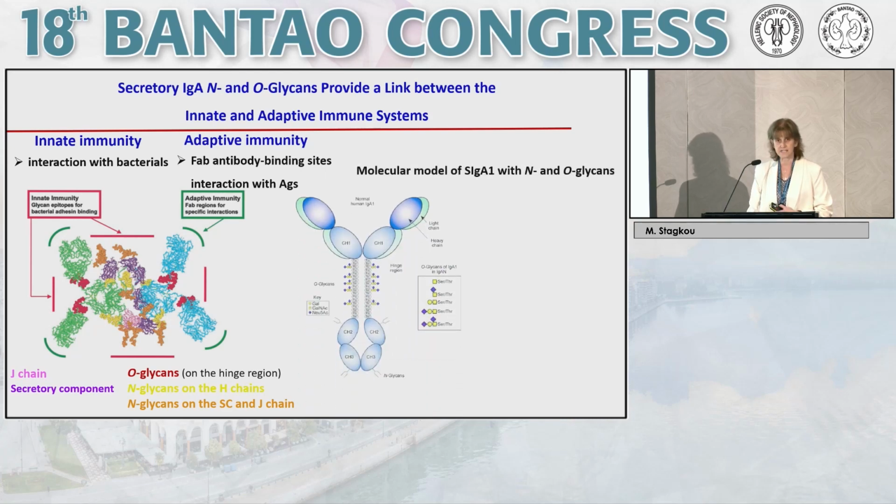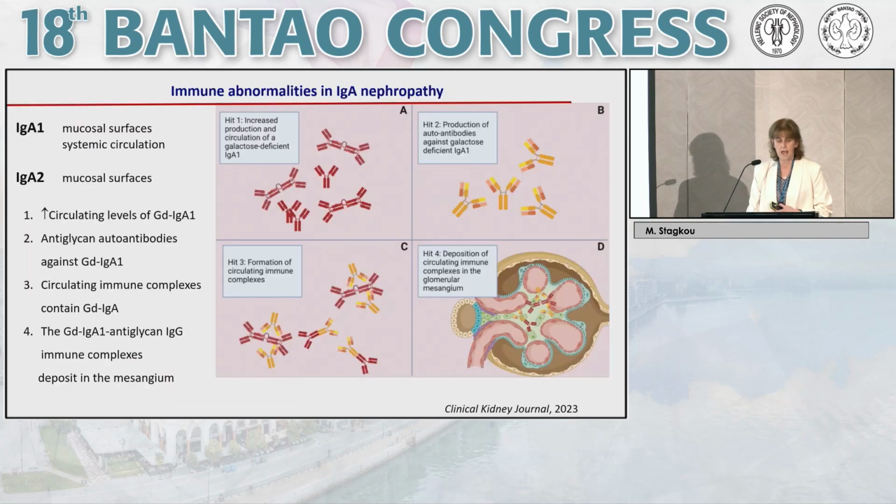What happens in IgA nephropathy patients? The IgA molecule in these patients lacks O-glycans, so it is a deficient glycosylated molecule. We don't think that this molecule alone is enough to start IgA nephropathy. We have to have 4 hits.